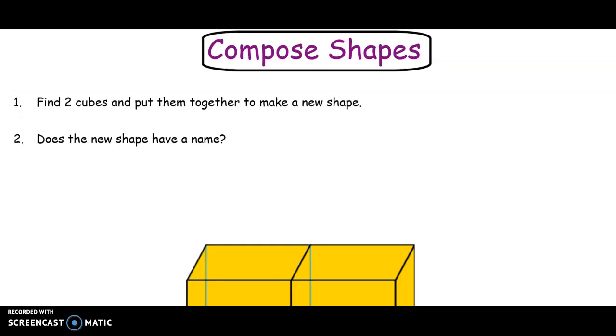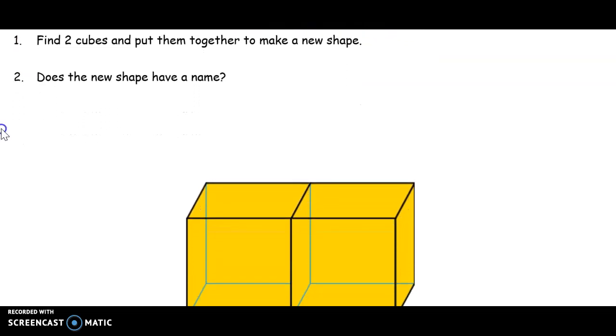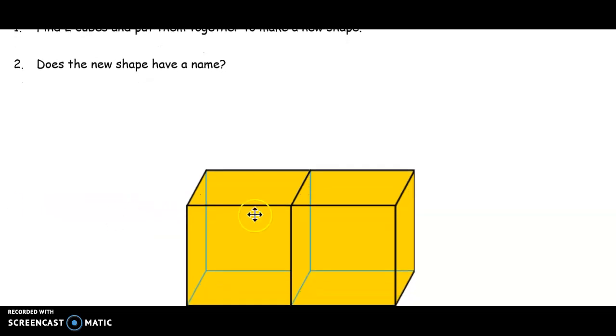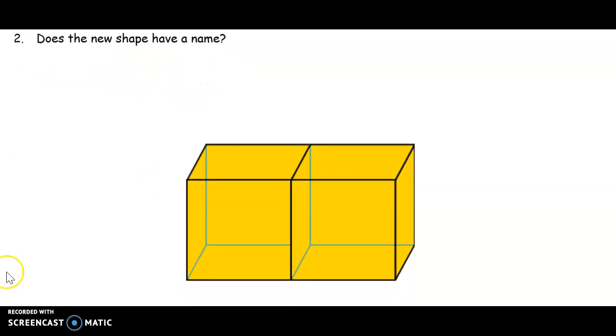Okay, so if you could find two cubes and put them together, if you're at school, for friends at home, you can just look at the screen and check out the new shape that we made. Does this new shape have a name? I can see that it's longer here. These edges are longer than the ones on the side. I think that might be a rectangular prism. Good.